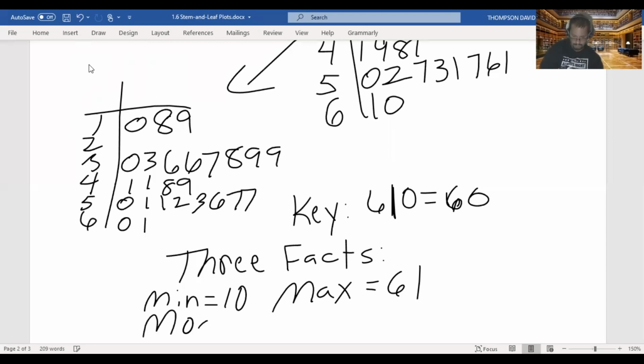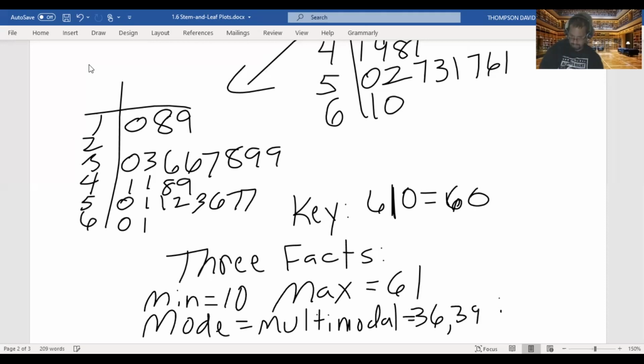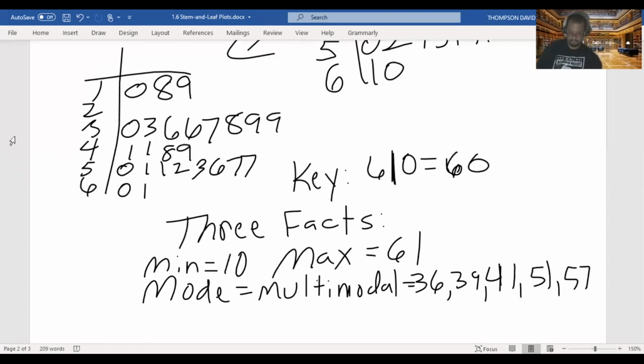We can also easily pick off our mode. There's several modes in this, so we could call this multimodal. And the numbers that repeat are 36, 39, 41, 51, and 57. So this is multimodal.